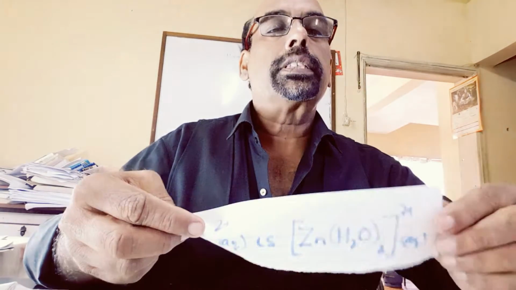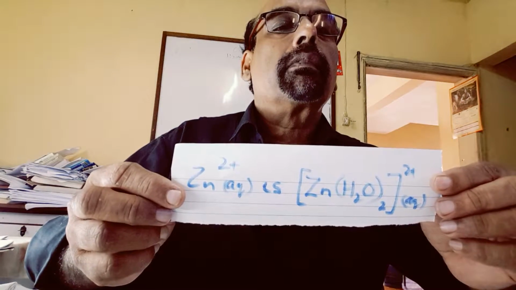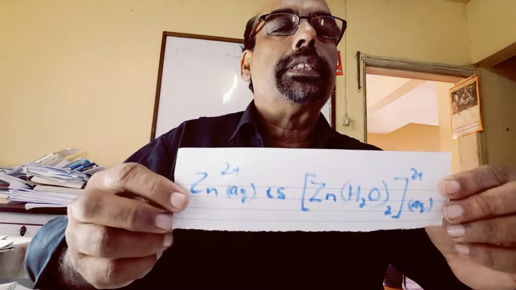They are said to be complexed. There are 6 water molecules bonded to the zinc ion.